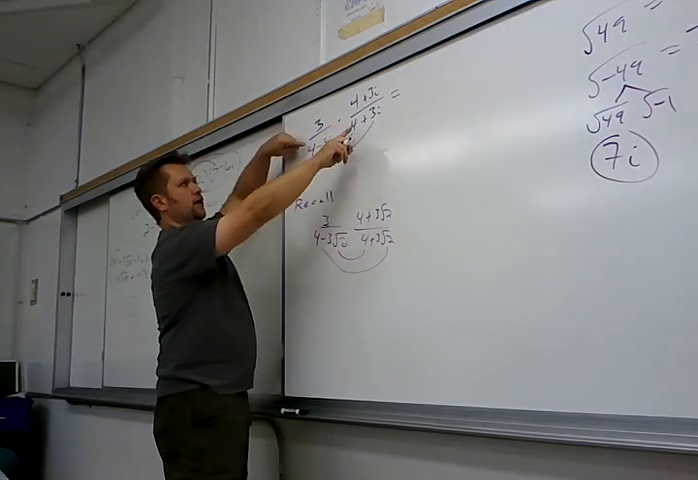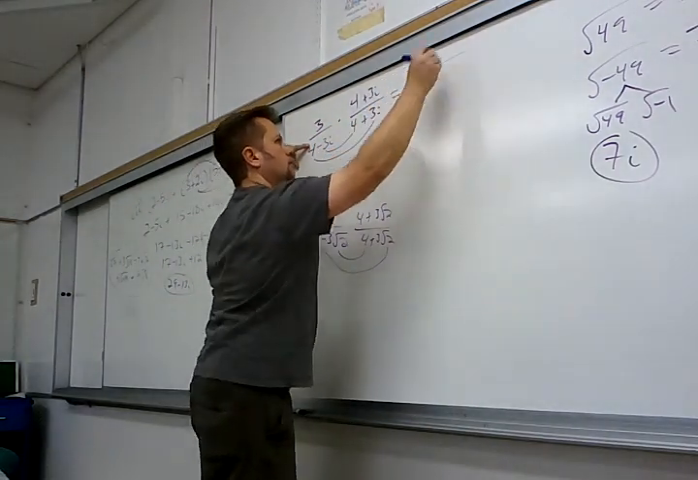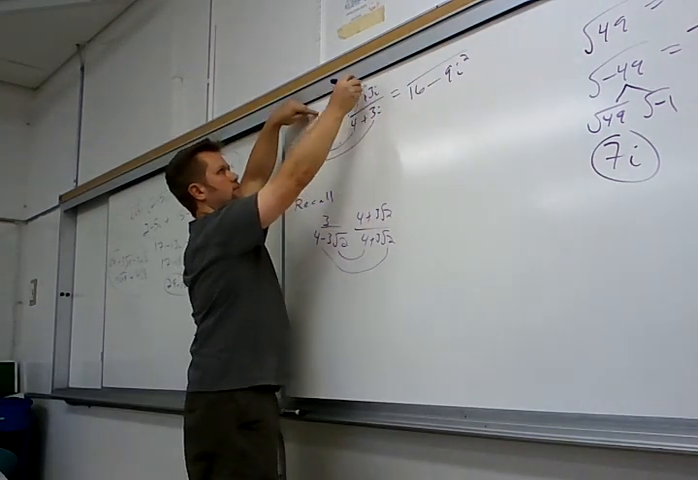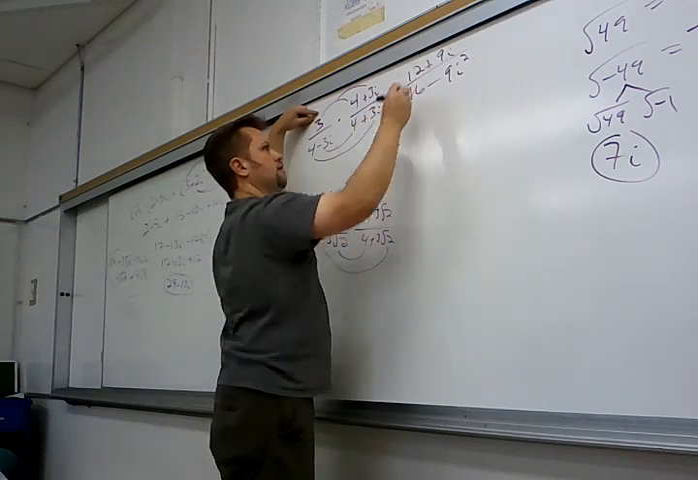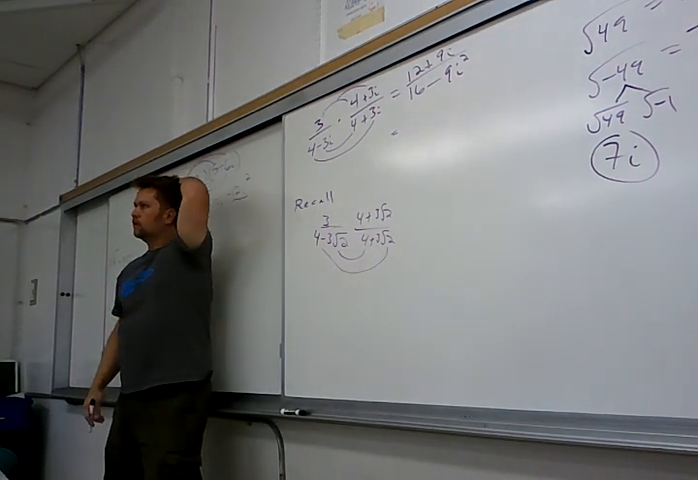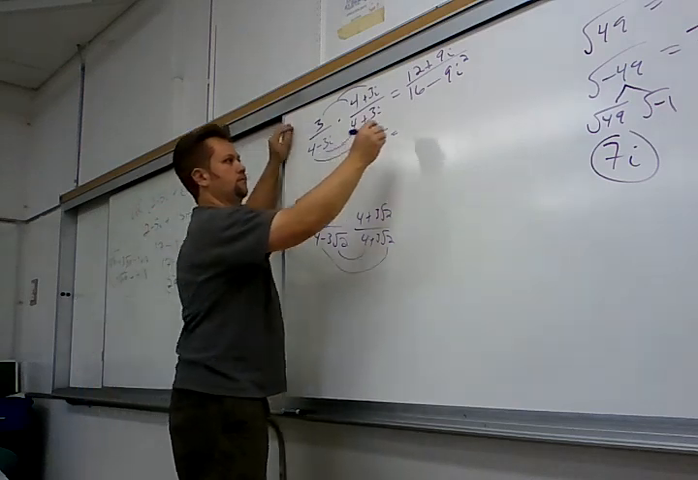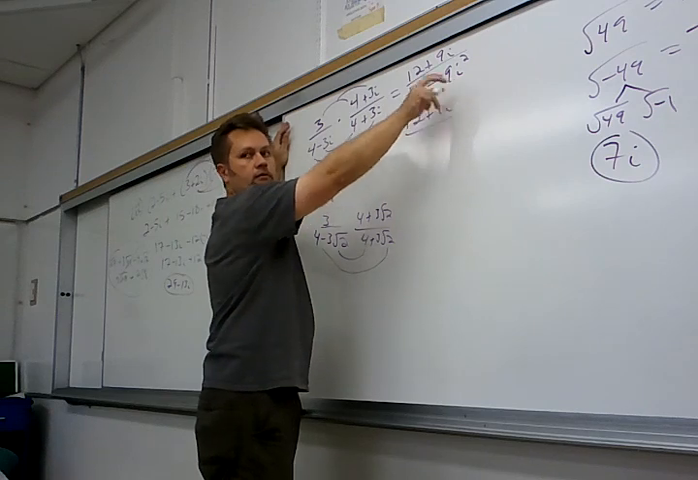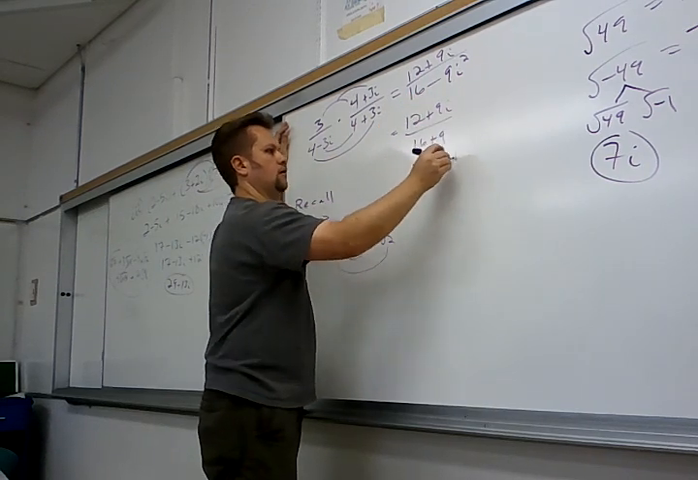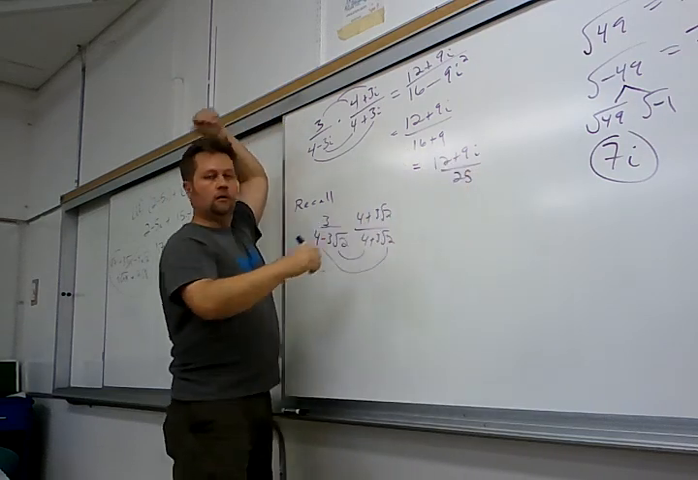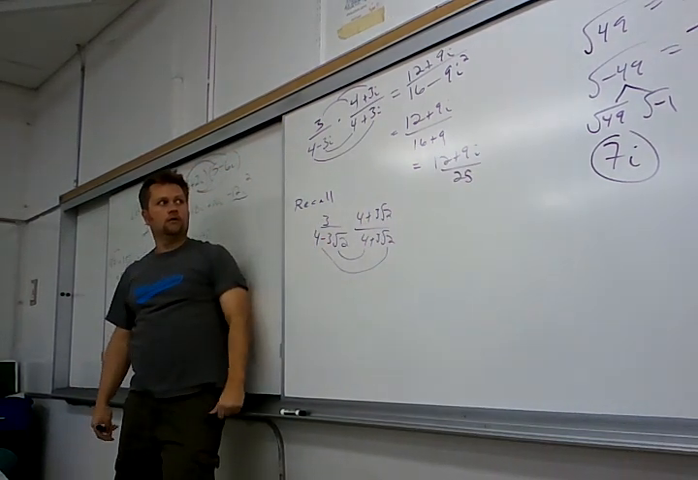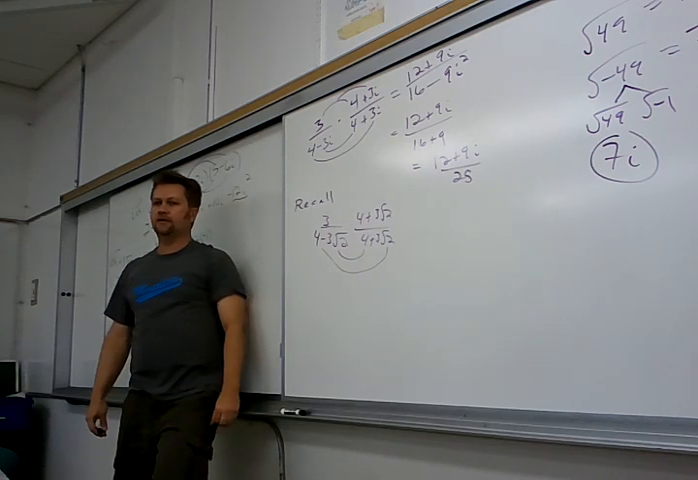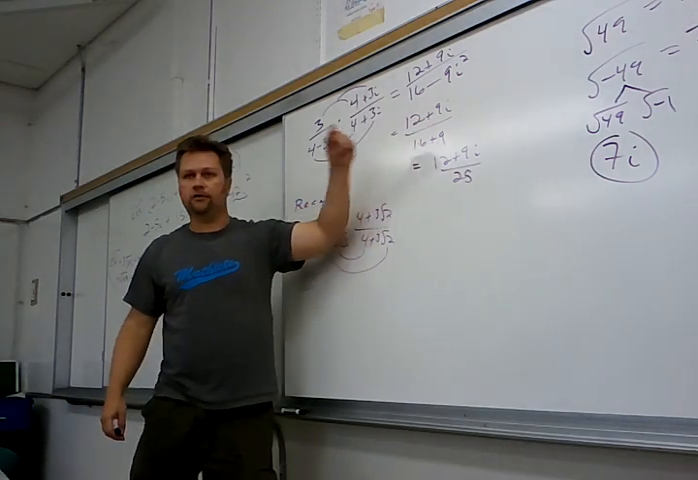So what do I end up with on the bottom then? I get 16 minus 9i squared, and on the top I get 12 plus 9i. Now you can't cancel the 9i because it has to be squared. I squared is negative 1, so I get 16 plus 9, right? Here's one thing though. You can't cancel the 9i squared, because cancelling only works with multiplication, and I have additions running around. I can't cancel that.